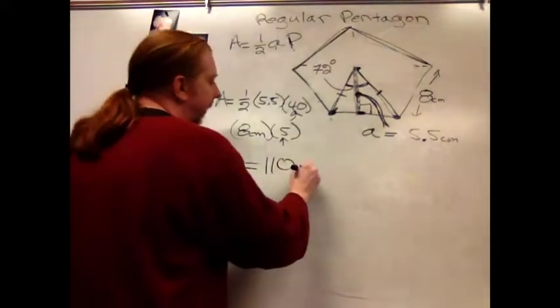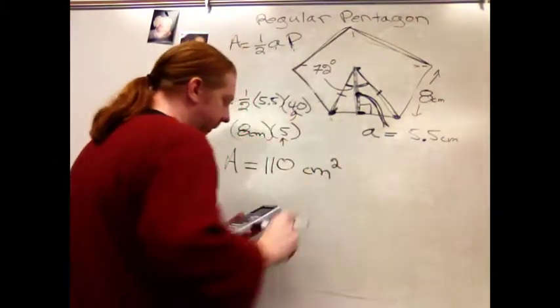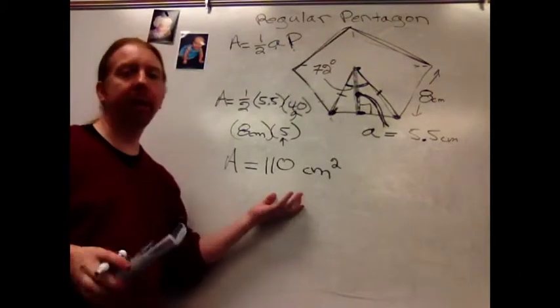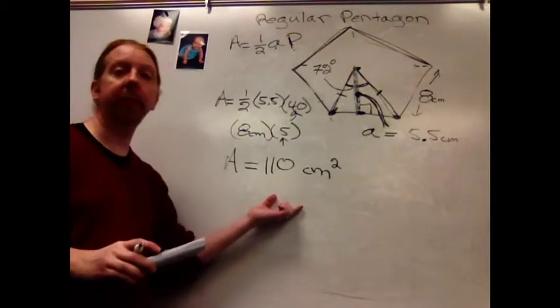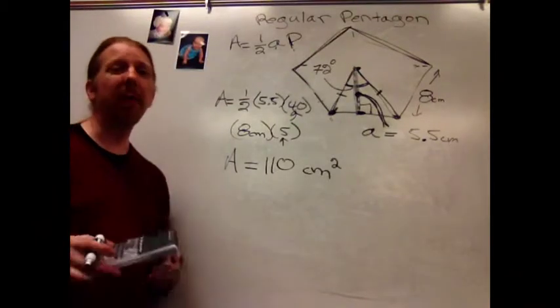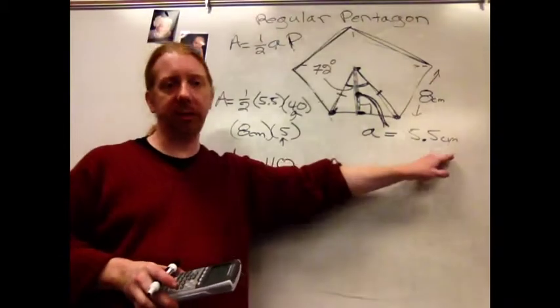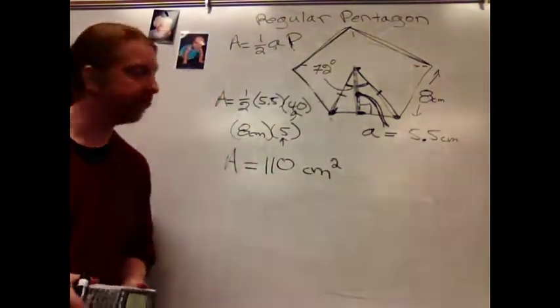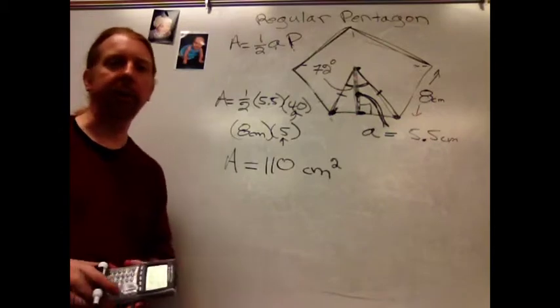of 110 square centimeters. Now your answer might be, my calculator reads 110.11, so we might be off a little bit based on how much we rounded in our calculation of apothem. So you are allowed a little discrepancy.